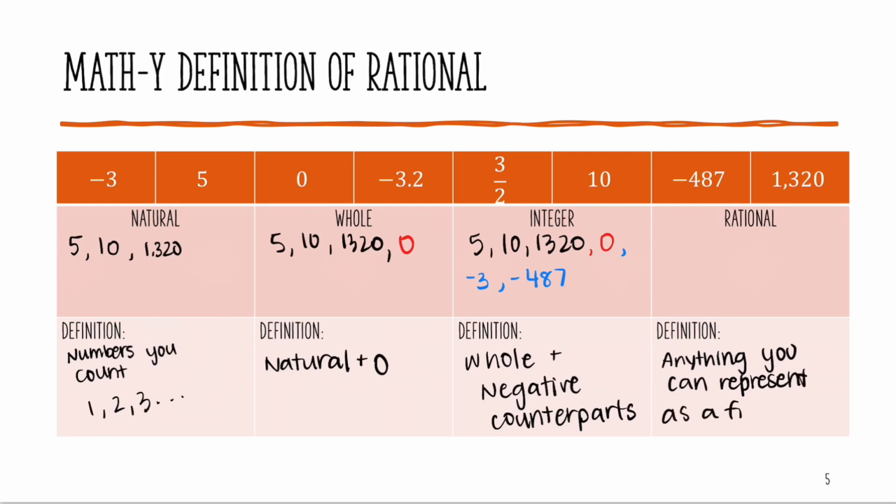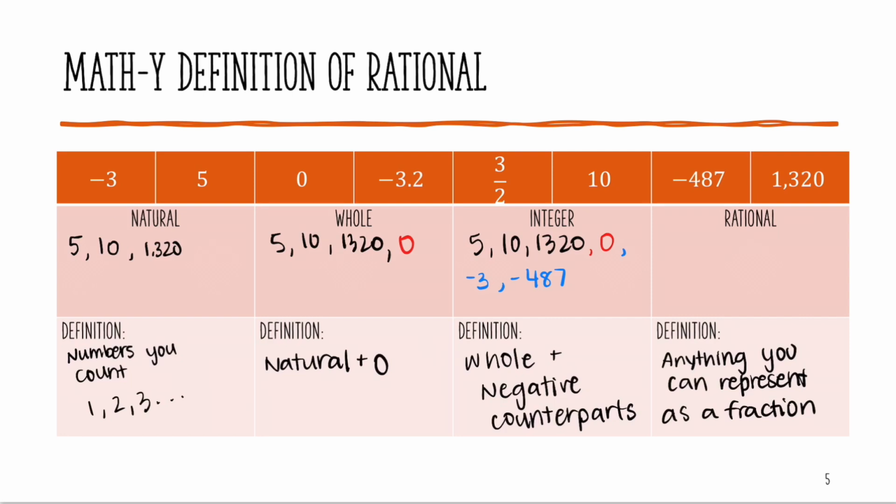as a fraction. And the official, if you were going to get all technical about it, you would say P over Q, where P and Q are elements of the integers. That's how you would often see it, especially in fancy math classes. But for now, we're just going to say anything that you can represent as a fraction.